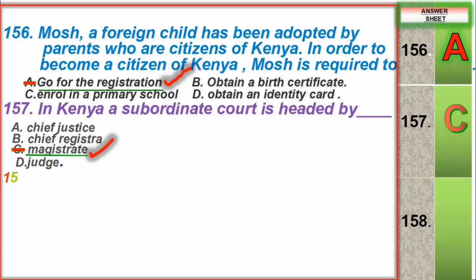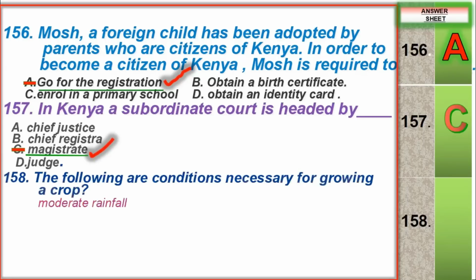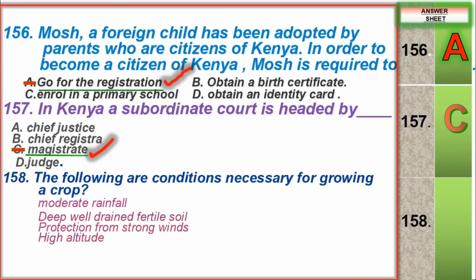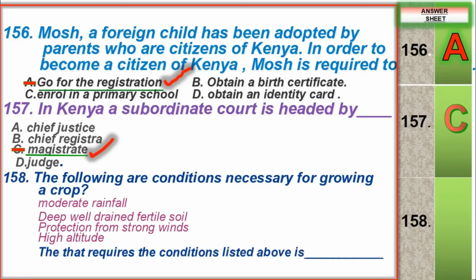Question 158. The following are the conditions necessary for growing of a crop: moderate rainfall, deep, well-drained, fertile soil, protection from strong wind, and high altitude. The crop that requires the conditions listed above is coffee, pyrethrum, cocoa, or tea. Remember, there is need to study the cases again.